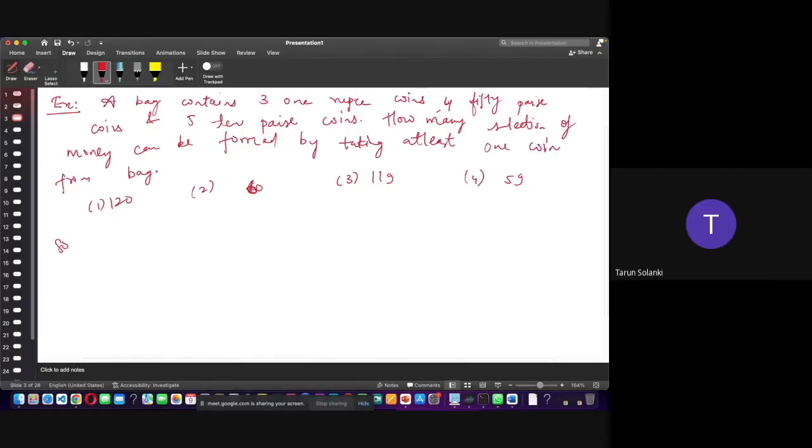So let's solve. Here there are three things of the first kind, right? And 4 things of the second kind and 5 things of the third kind. So the total number of selections will be (p plus 1)(q plus 1)(r plus 1) minus 1, right? So it will be (3 plus 1)(4 plus 1)(5 plus 1) minus 1. That is 4 into 5, that is 20. 20 into 6 is 120, minus 1, that is 119. So option 3 is the correct answer.